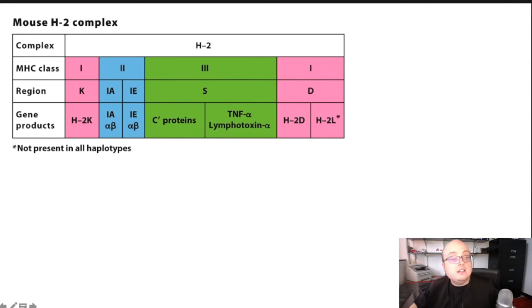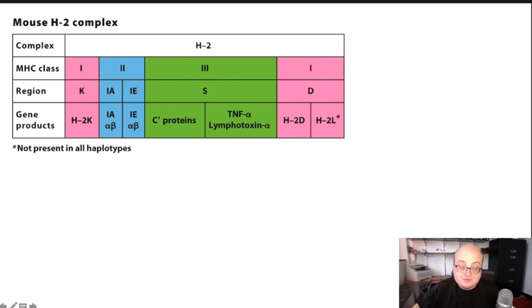For MHC class 2, it's also a similar structure, although a major difference is that mice only encode two forms of MHC class 2, and we call those IA and IE. So whereas in humans we have DP, DQ, and DR, in mice we have IA and IE. So relatively fewer combinations of MHC class 2 are possible for mice compared to humans.